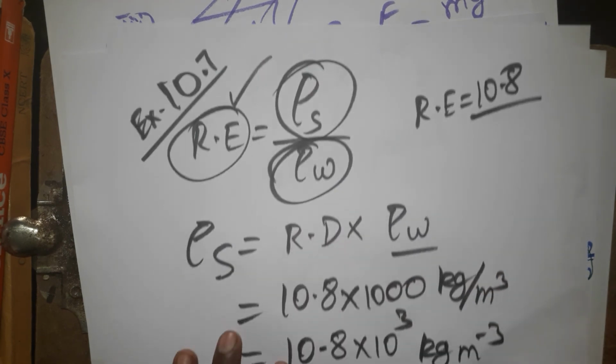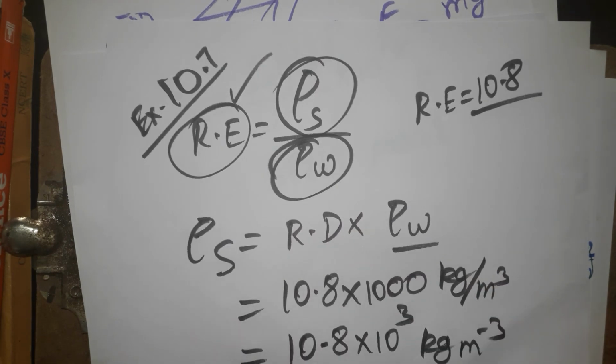That's it. We completed all the example problems from chapter 10. It is gravitation and pressure. Both the problems we calculated.